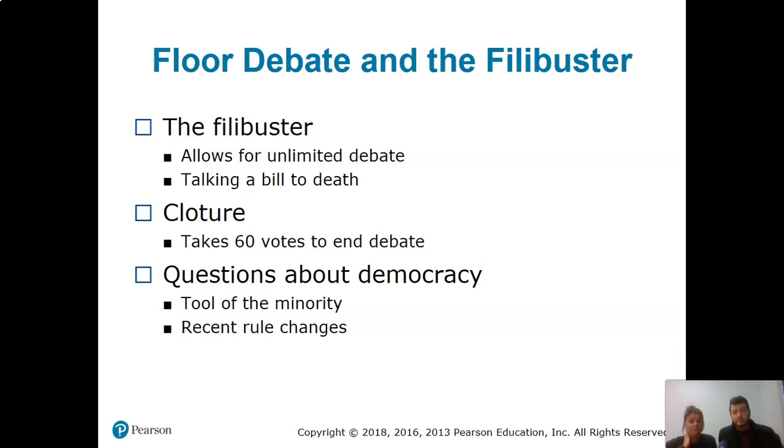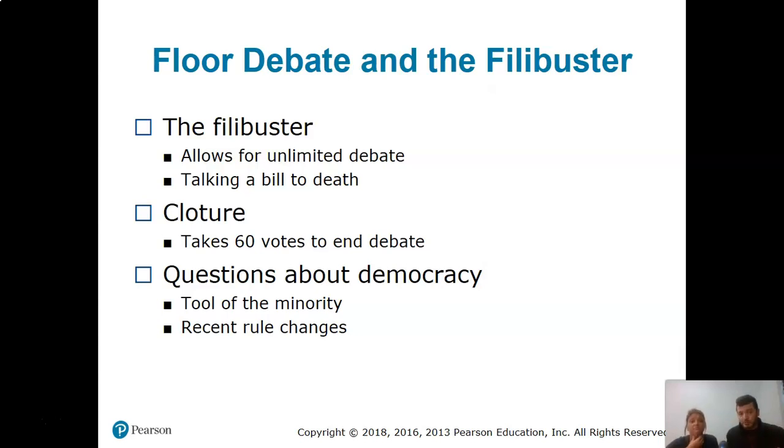The longest one ever was actually over 24 hours. It was Strom Thurmond, and he was filibustering the Civil Rights Act of 1964. Not a good look, Strom. Yeah, that did not age well. There have been all kinds of filibusters, and a lot of people think it might now be time to end the filibuster, because it is really what has kept the government and Congress from getting anything done.